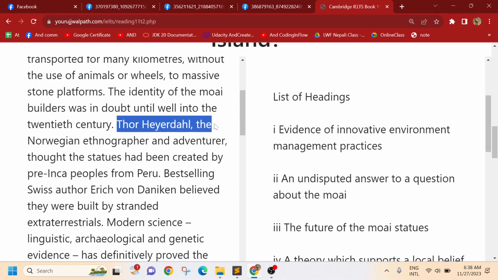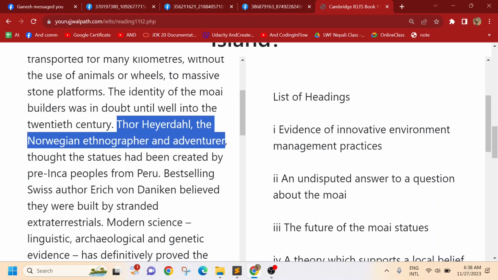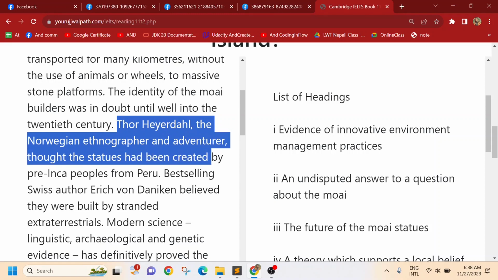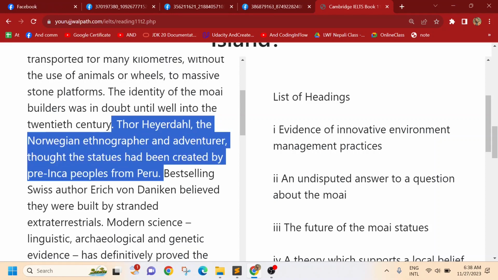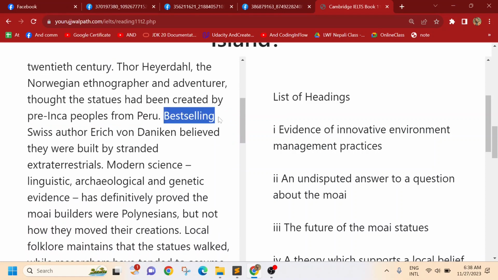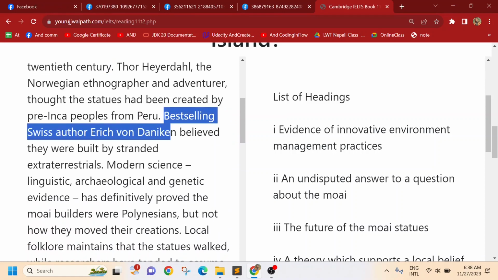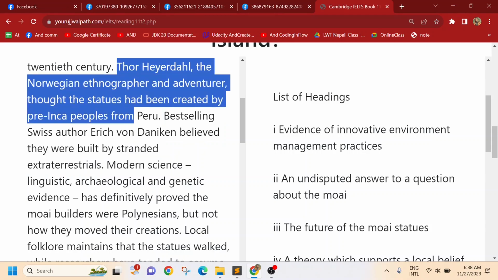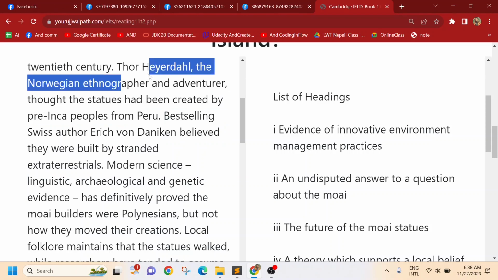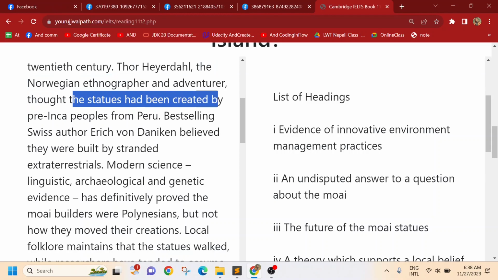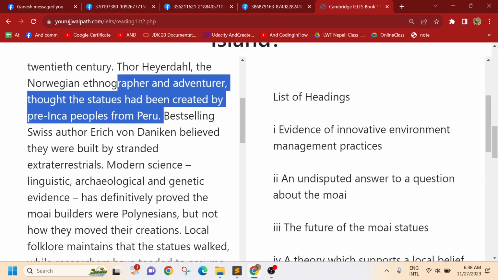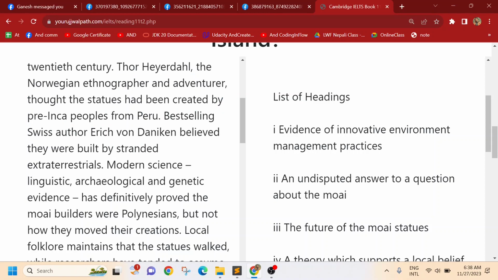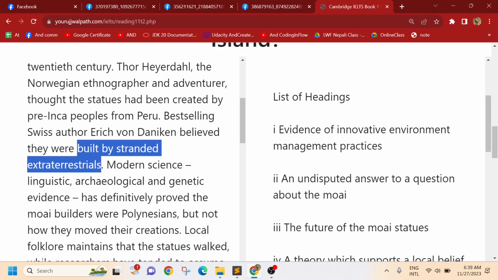Thor Heyerdahl, the Norwegian ethnographer and adventurer, thought the statues had been created by pre-Inca people from Peru. Next, best-selling Swiss author Erich von Däniken believed they were built by stranded extraterrestrials. So who made it was in doubt, and we just saw the first view: what Thor Heyerdahl believed is that the statues had been created by pre-Inca people. And the next view is that they were built by extraterrestrials.